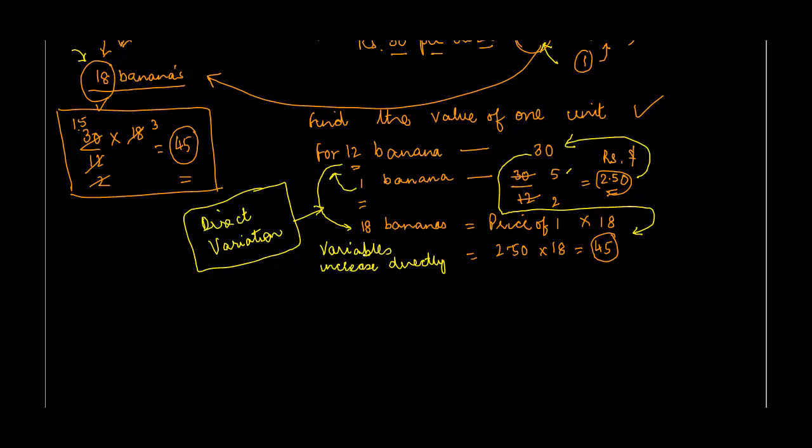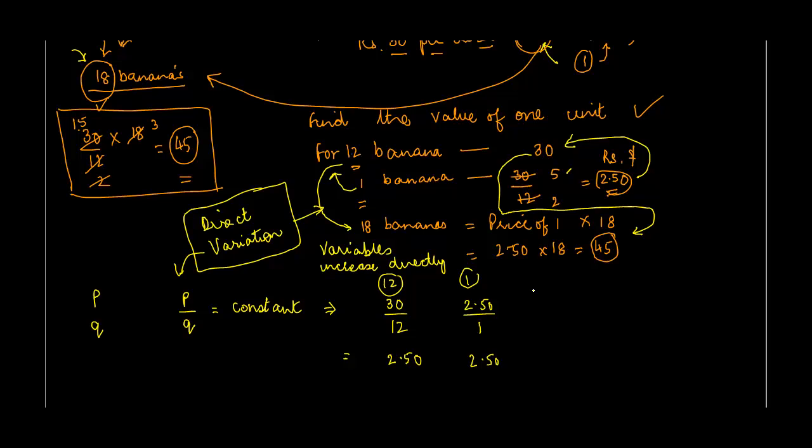But in case of direct variation, please note that whatever are the two variable quantities, let's say one is P and the other one is Q, in that case, P upon Q is always constant. Now what does this mean? You can take the number of bananas and the price. In this case the price of 12 bananas was 30 upon 12. When you divide 30 by 12, you will get 2.50. For 1, 2.50 divided by 1, again 2.50. For 18, 45 divided by 18, 2.50.